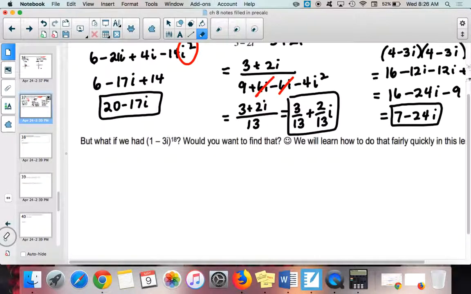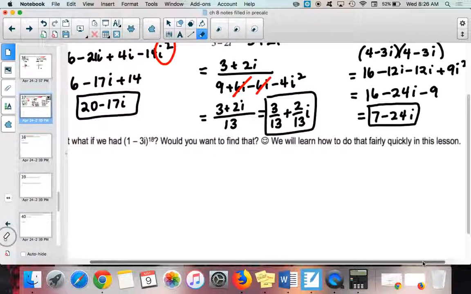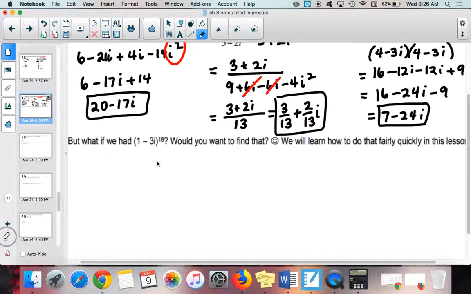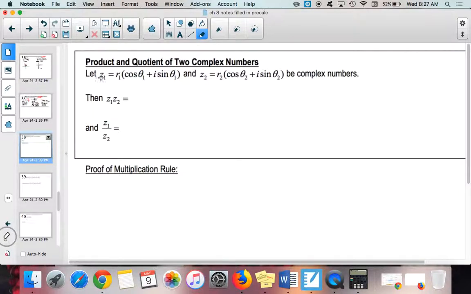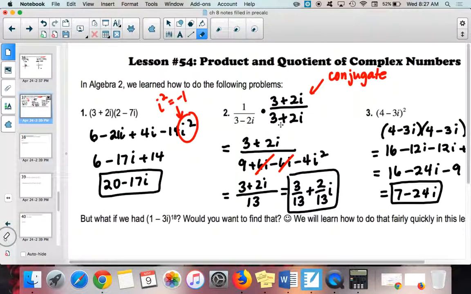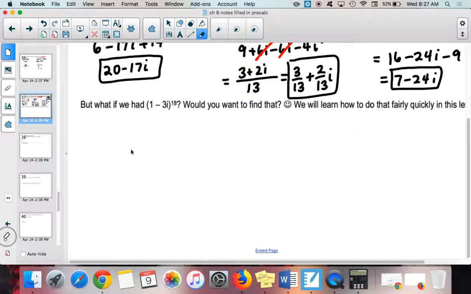But if you did not have a calculator, how do we do things like 1 minus 3i to the 18th? Okay, so there is a way. And the way that we do this is using this trigonometric form of numbers, or this polar form of numbers, right? Which you guys did last night. So we're going to go ahead and do that. We'll do this example, it's fine. So let's change this. We're going to call this z.